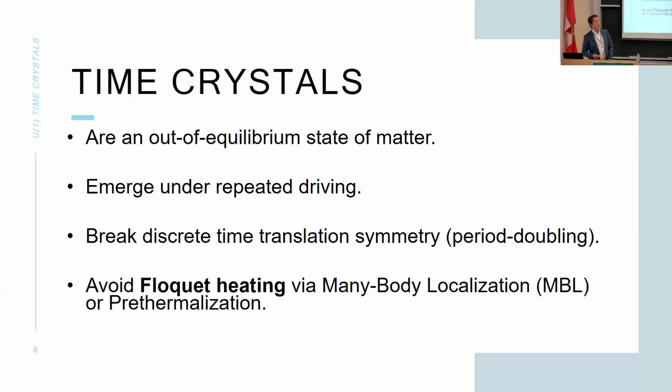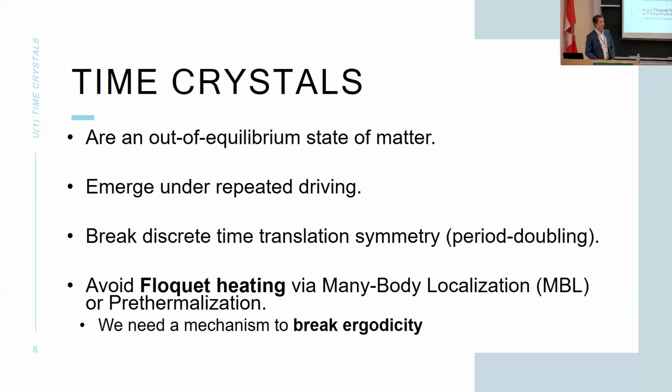And since we're driving with so much energy into the system, we need to avoid the concept of Floquet heating via some many-body localization or prethermalization. That is, we need a mechanism to break ergodicity. If we're going to pump energy into the system, we need to ensure that we don't heat to infinite temperature, although we're already there, or destroy any sort of chemical potential that our system may be thermalizing to.